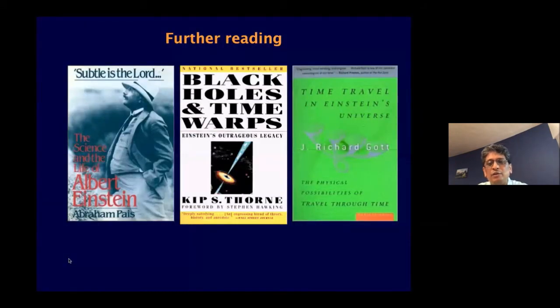I leave you with this list of books that you can go read up on what I talked about. If you want to look at Einstein's life and how Einstein conceived this whole idea of gravity, there is a very good biography of Einstein. Kip Thorne, who got the Nobel Prize for being one of the people who built LIGO, has this fantastic book called Black Holes and Time Warps. And if you're interested in time travel and wormholes and things like that, look at Richard Gott's book, which is a fantastic book. I'm going to stop here and hand you back over to the organizers.